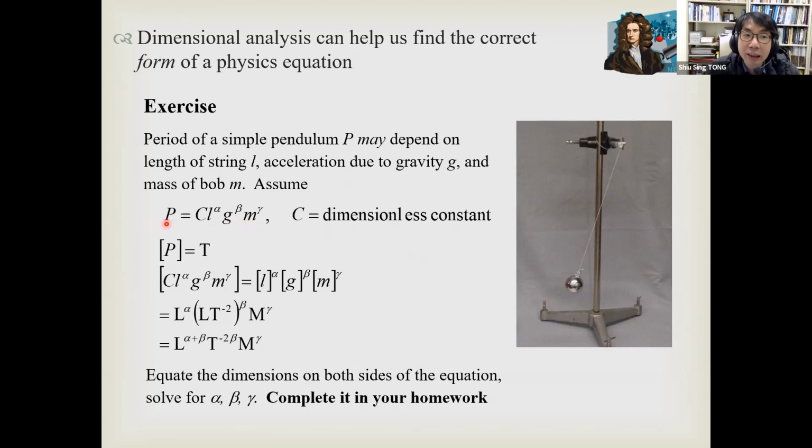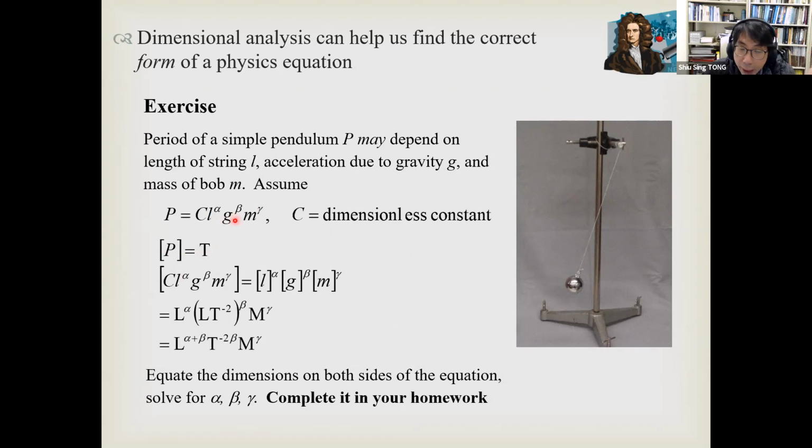We postulate that the period of oscillation, that is the time for the pendulum to oscillate one cycle, is proportional to the length of the string to the power alpha, the acceleration due to gravity to the power beta, and the mass of the pendulum bob to the power gamma. And the constant C is dimensionless. Okay, it is only a number. It does not carry a dimension. So obviously, the left-hand side is a time, right? So it carries a dimension of time because we are talking about the period.